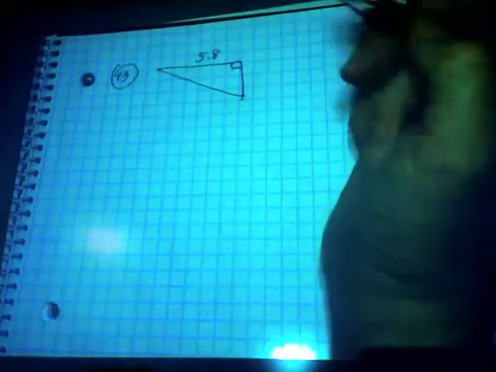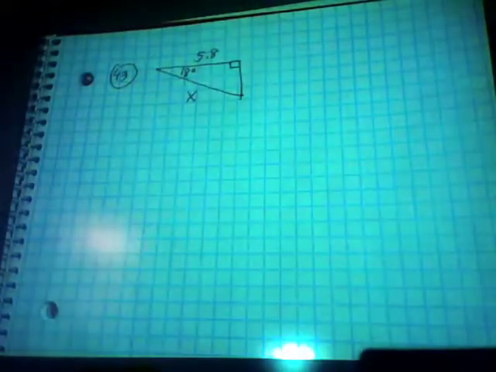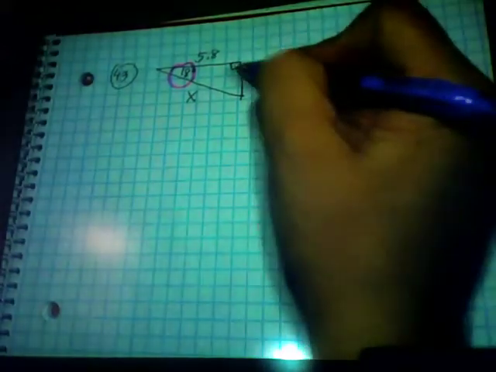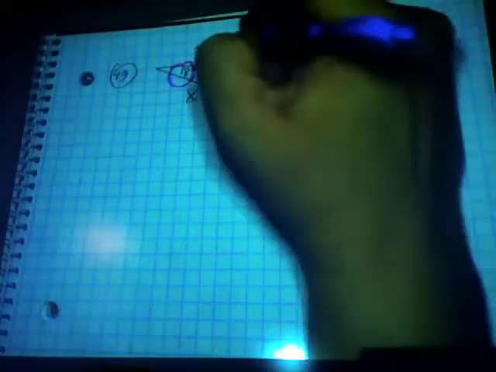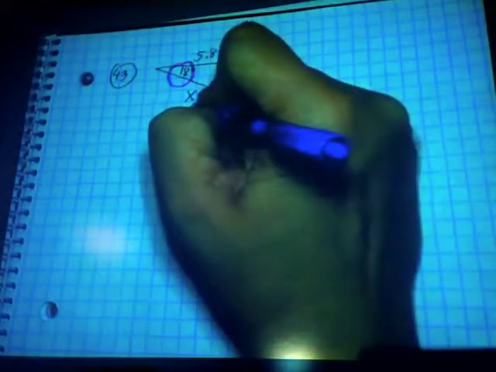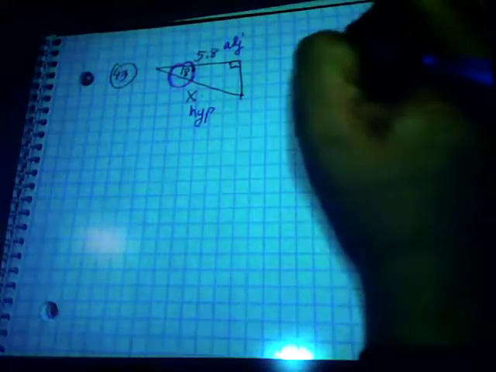And they've drawn it this way. Is that 5.8 there? And is that 18 degrees? It's small, I can't read it in the dark. And then X. So I have my angle of reference. This is my right angle, right? So what is 5.8? Is it the leg opposite, the leg adjacent, or the hypotenuse to this? Leg adjacent. So what's the X? Hypotenuse.